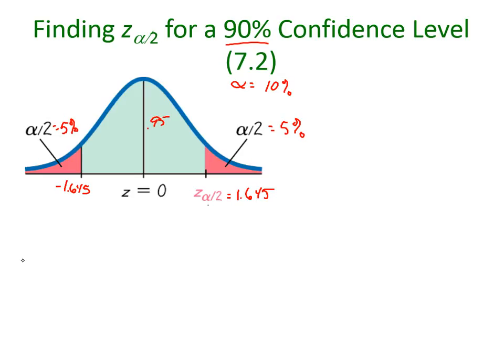That z of alpha over 2, which is the key one that we're going to use, is the one we look at on the positive side. Now, because a lot of you got very calculator dependent, how could I have used the calculator to find this critical value of 1.645? I could have done the inverse norm. Inverse norm of what percent?